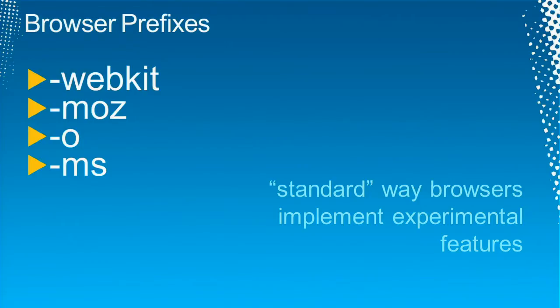The prefixes you should be aware of, I put some of them up there. WebKit, we talked about. Moz, -O, any guesses? Opera. I'm sure the guesses are running through your head early in the morning. And -MS. There is a -MS as well for the Microsoft browsers. There are some properties that use this, but you don't see it as often. And as I mentioned, this is the standard way for browsers to do proprietary features as they evolve.